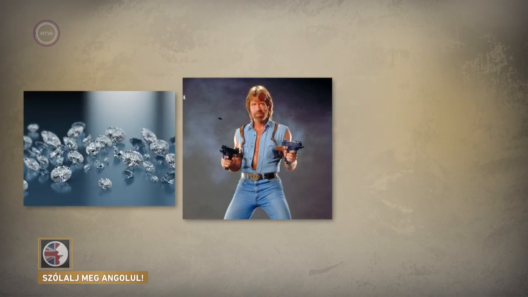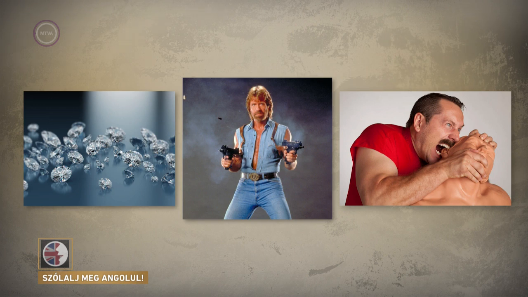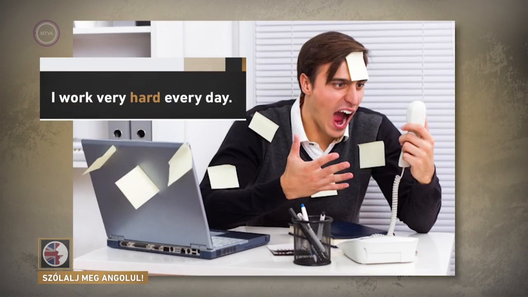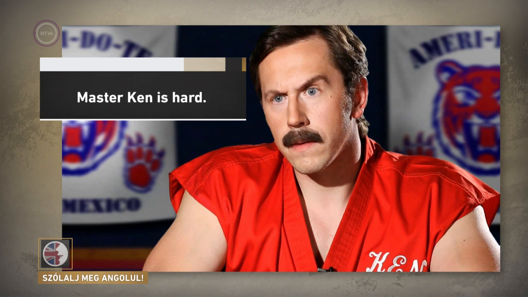Chuck Norris and Master Ken are hard. We're using hard as an adjective, as a synonym for tough. Now, we also know that we can use hard as an adverb. I work hard every day. In that sentence, we're talking about how I do something. So in the sentence, Master Ken is hard, the word hard is an adjective, a synonym for tough. In the second sentence, I work hard, the word hard is an adverb. It's giving information about how I do something.